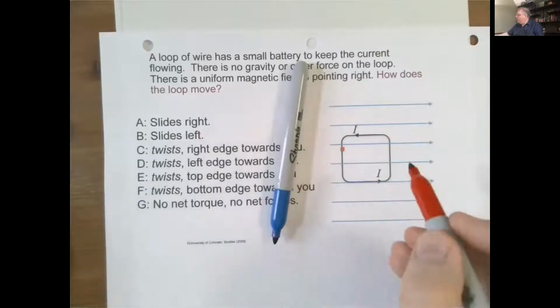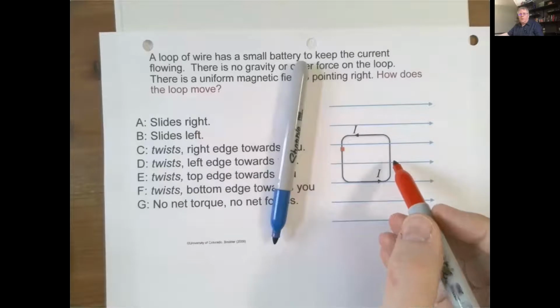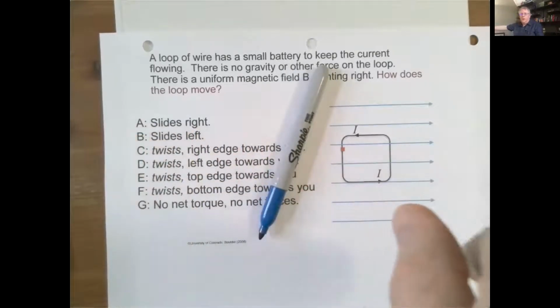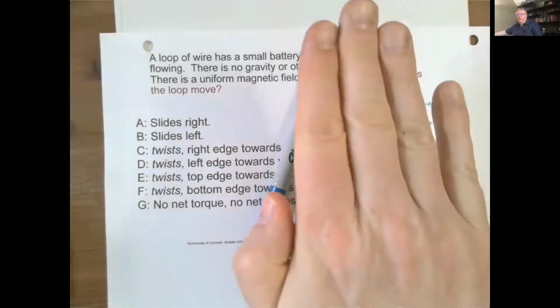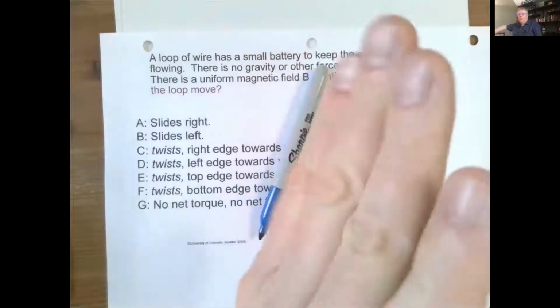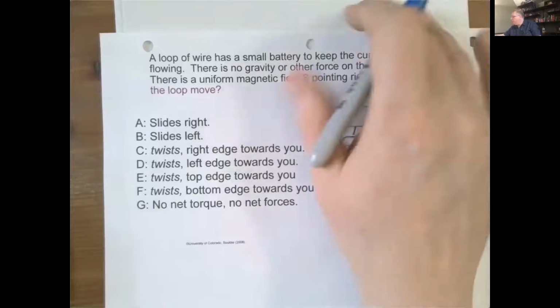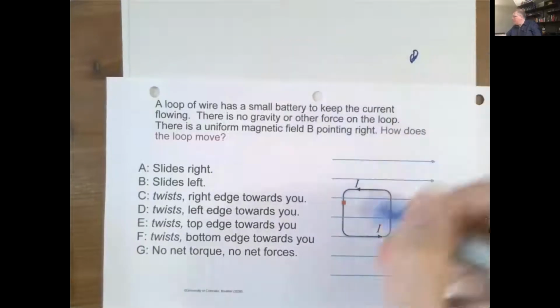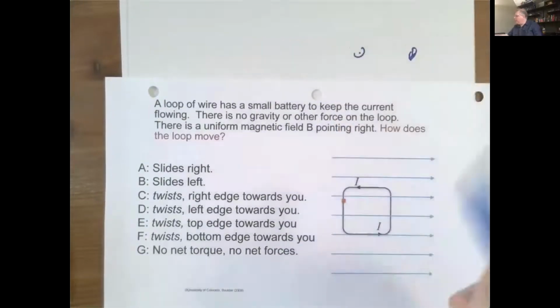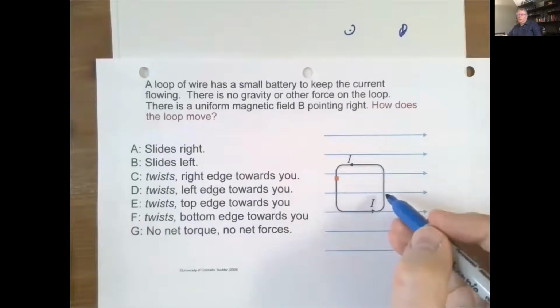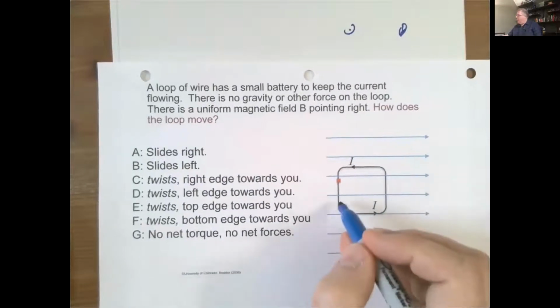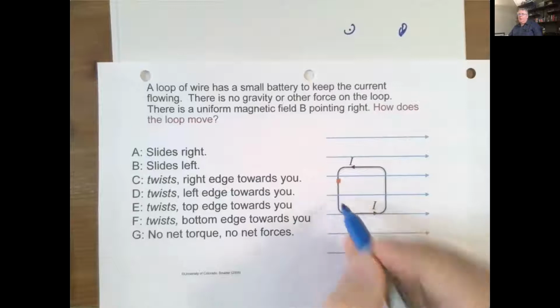So the force on this side is going to be, let's see. The current is up, so V cross B is into the page. So on the right-hand side, there's a force that's into the page, and on the left-hand side, there's a force that's out of the page. So the magnetic field is going to be pushing this side into the page and pulling this side out of the page. So you're absolutely right.